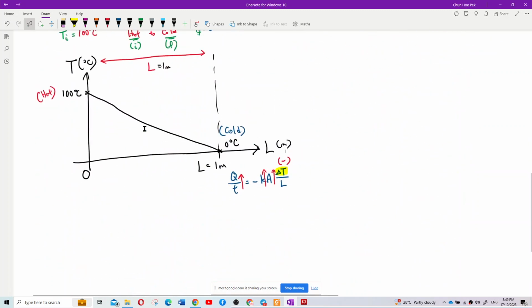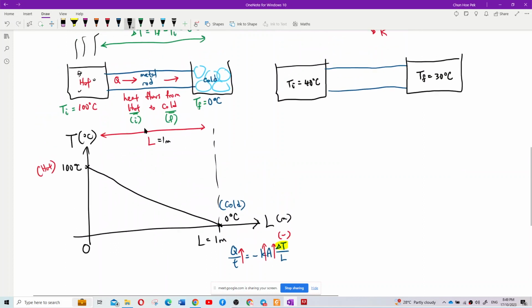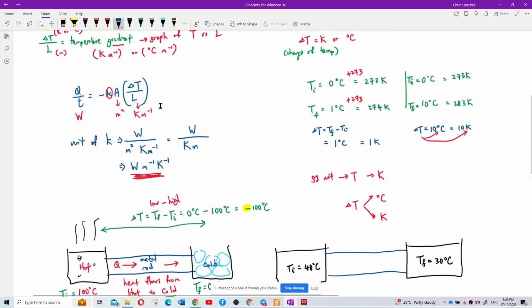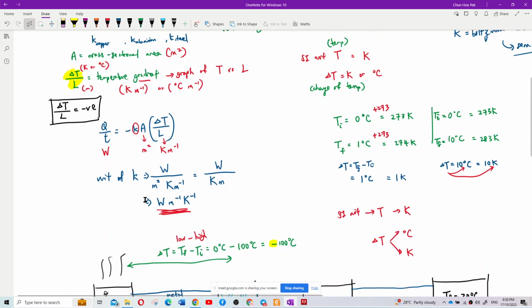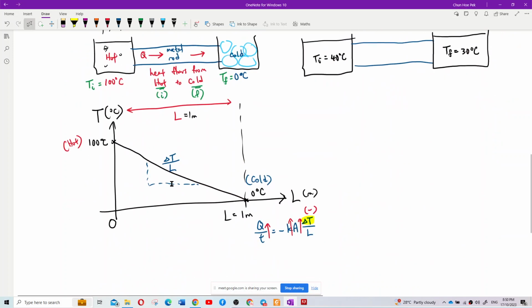Temperature gradient is the gradient of this graph. Delta T over L. That's the temperature gradient, the gradient of this graph. And temperature gradient is always negative. Let me write out, delta T over L is always negative. Remember that, this is important. Delta T over L is always negative, because it's a negative gradient.